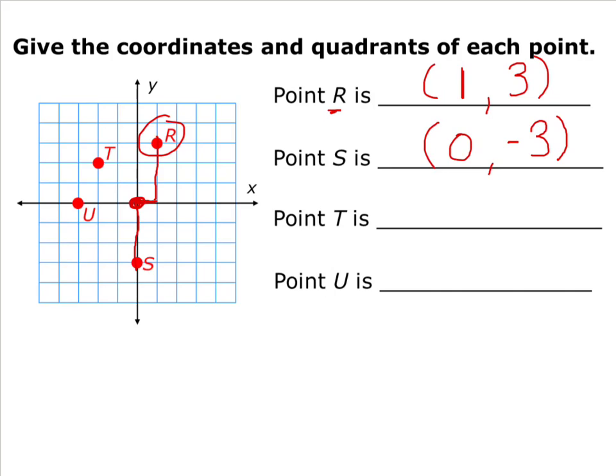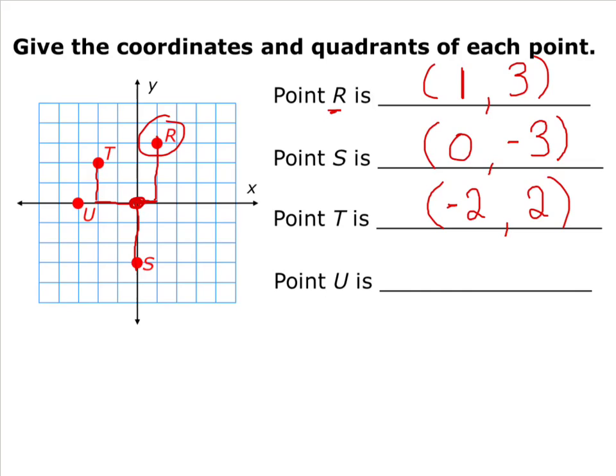Alright, let's take a look at T. To get over to T, I have to move 1, 2 places to the left. Now, since I move to the left, that has to be negative. And I have to move up 1, 2. Alright, since I moved up, it's going to be positive 2.